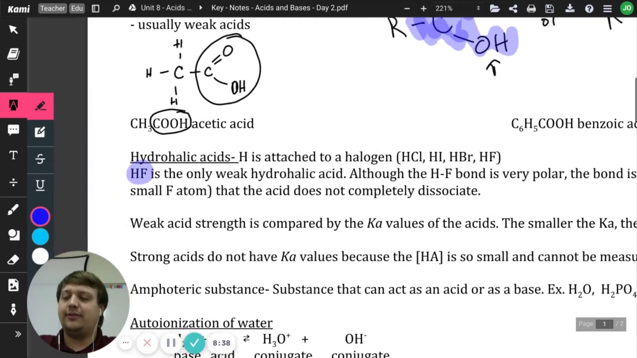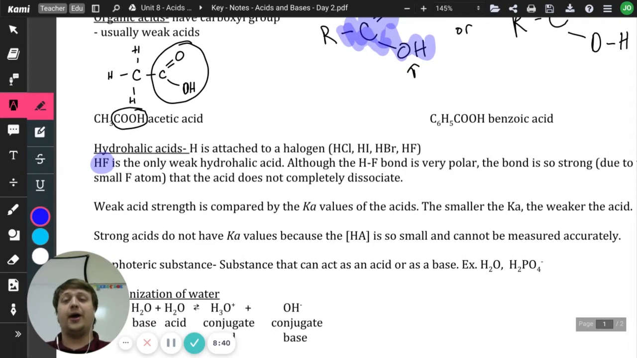So, and that's what this next sentence is saying, is although the hydrogen-fluorine bond is a very polar bond, that bond is essentially too strong. And so we do not see it completely dissociate, which is going to be kind of one of those defining characteristics of a strong acid.